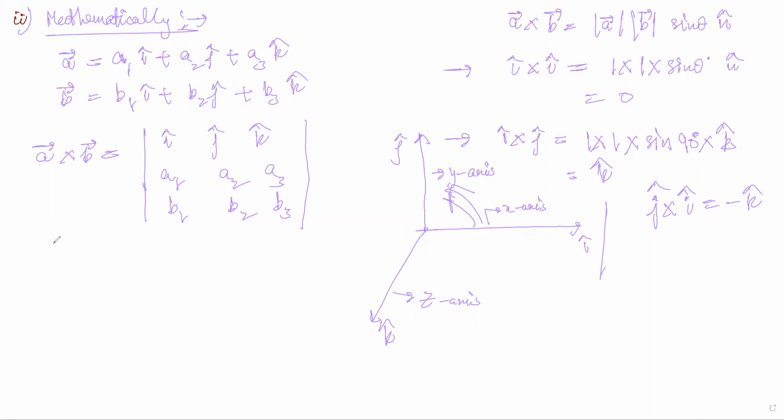Some of the key points, or you can also call them properties. First is A cross B is equal to minus B cross A.